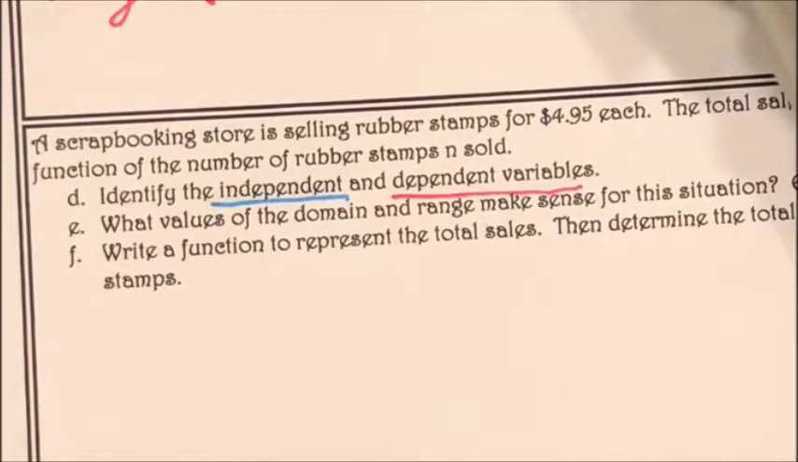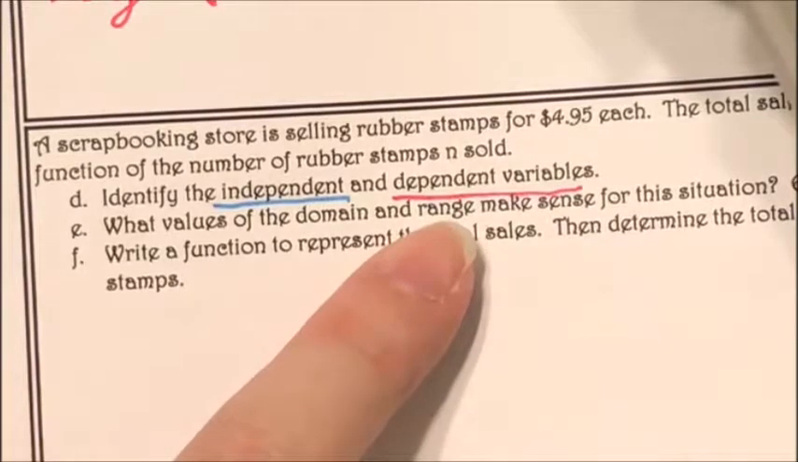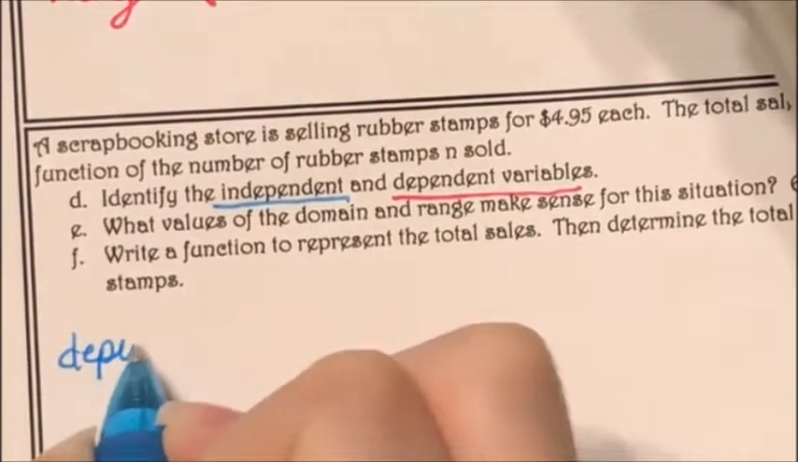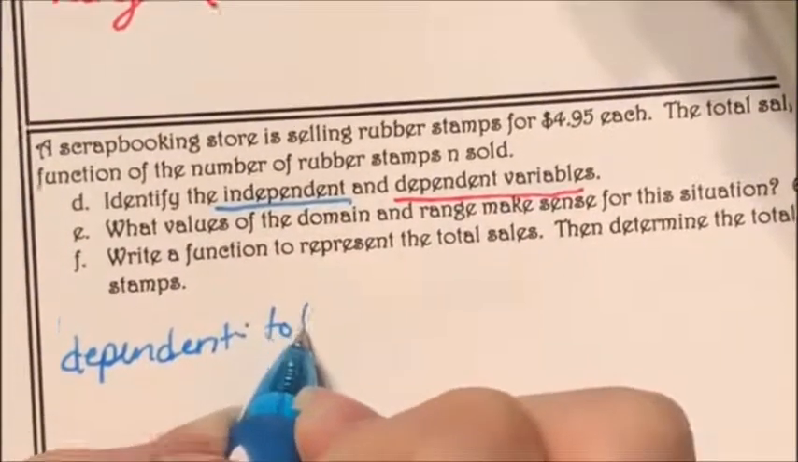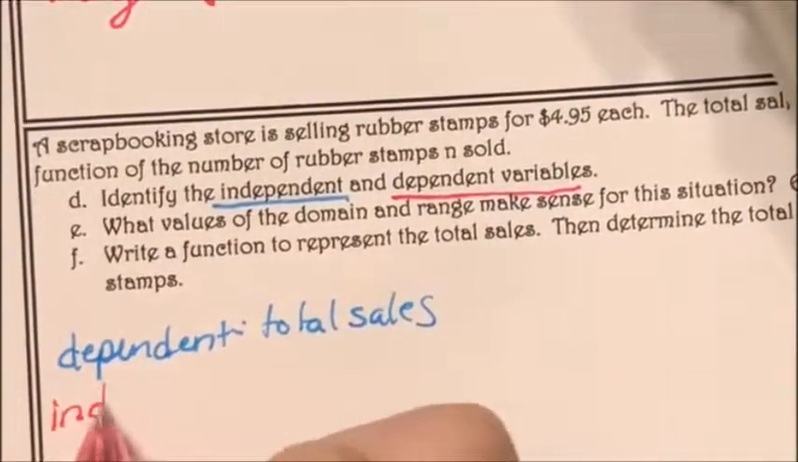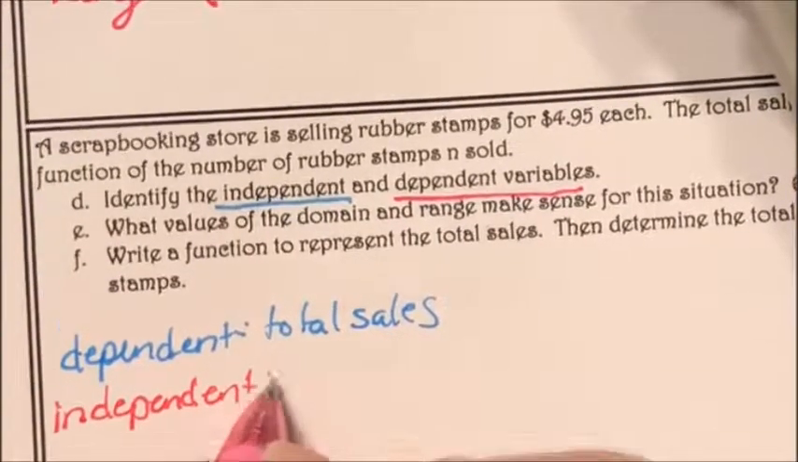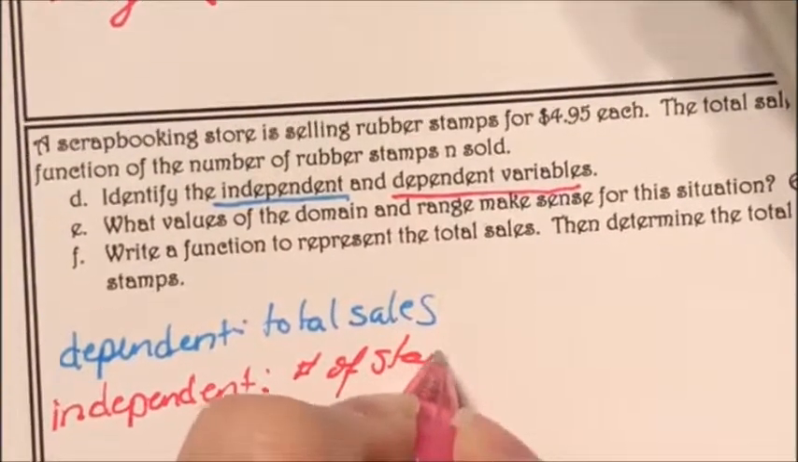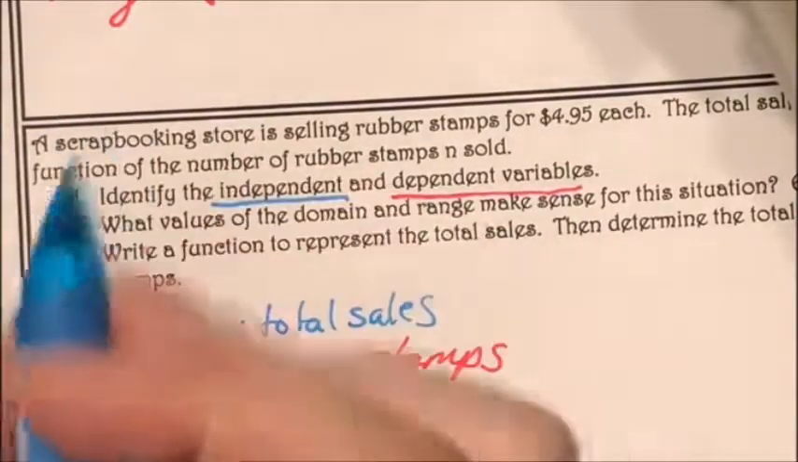So looking at the problem, the price depends on the amount of stamps sold, right? So the dependent variable is the total sales. And the independent variable is the number of stamps. Okay, so that's for D.